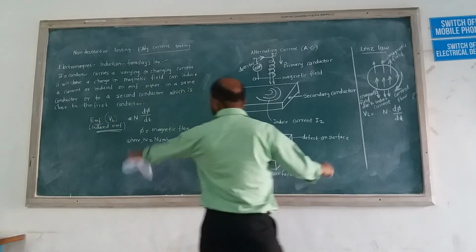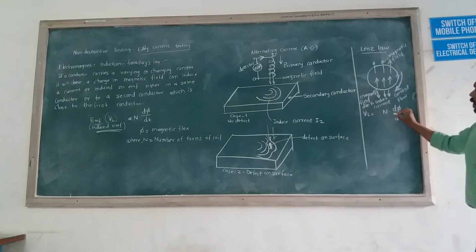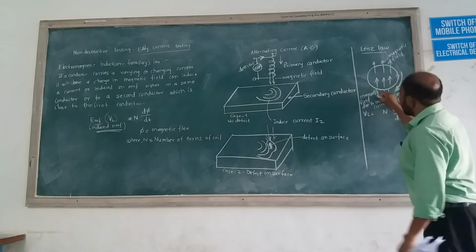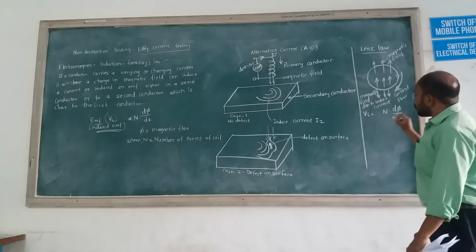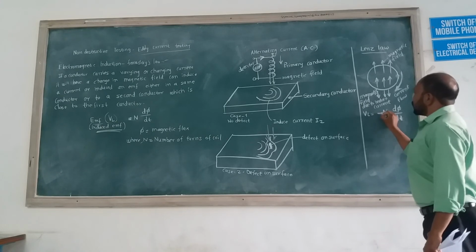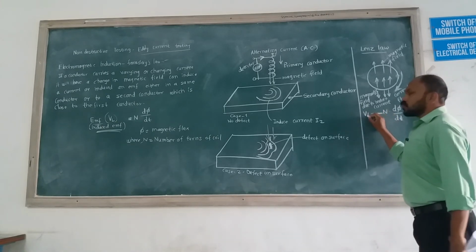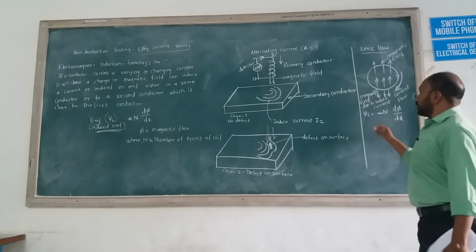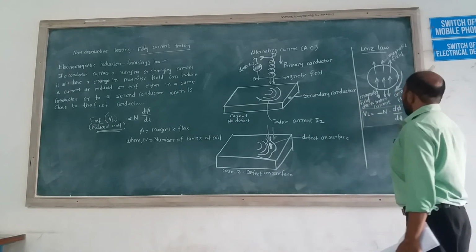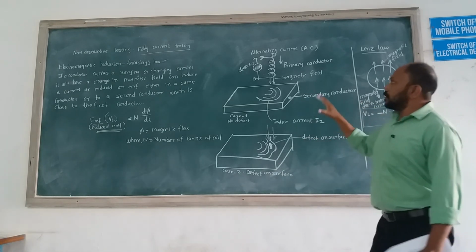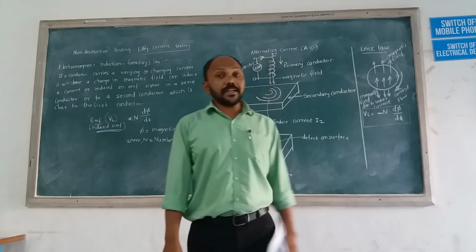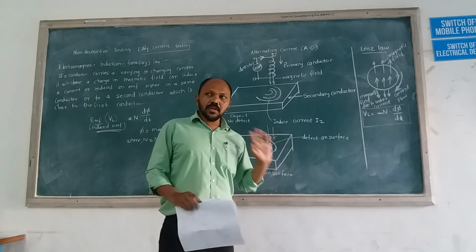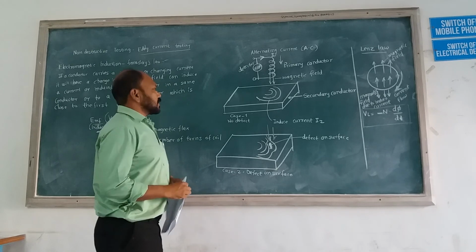The formula for this EMF, VL, is equal to the number of coils into d phi by dt. It is the same formula we wrote here, but the direction of this magnetic field is downward, so the formula changes and a minus sign comes in. So VL is equal to minus n into d phi by dt. This is the formula for calculating this EMF, and this method for finding defects is based on Faraday's law and Lenz's law, which we discussed here.